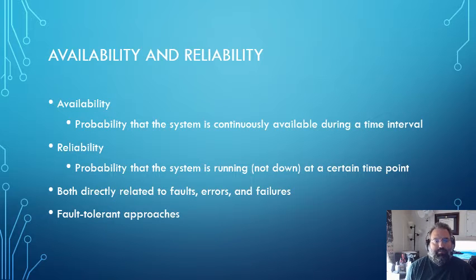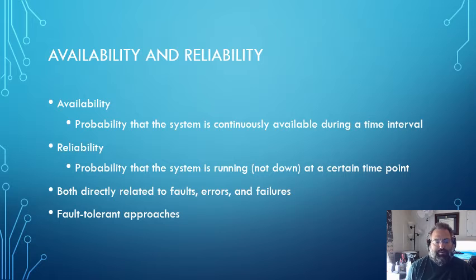Availability and reliability is very important within a database, a distributed database, as any type of database. Availability speaks to the probability that the system is continuously available during a certain window. Reliability is the probability that the system is running and not down at a certain point in time. Both directly relate to faults, errors, and failures.